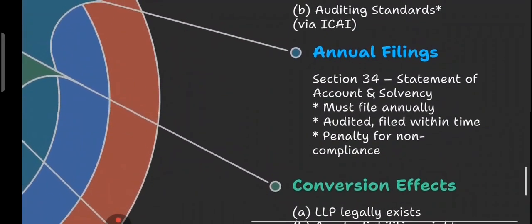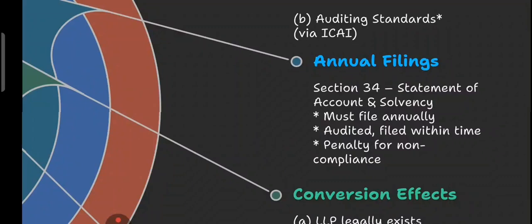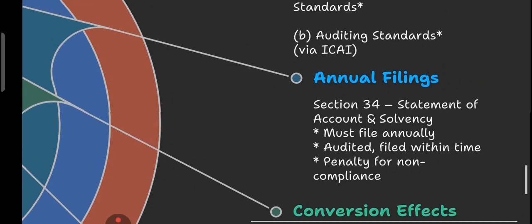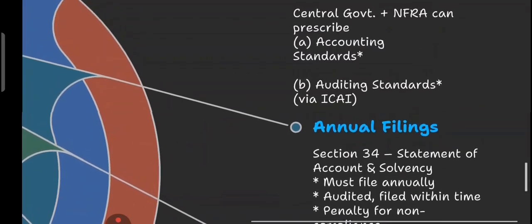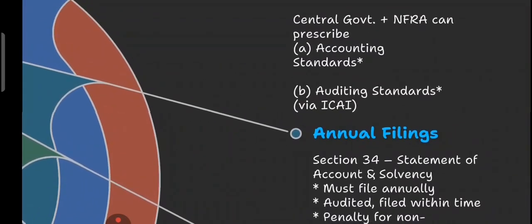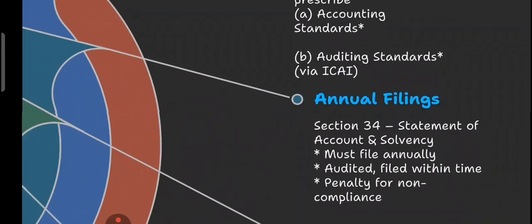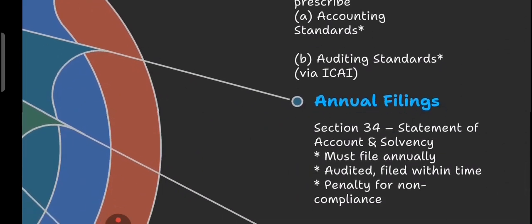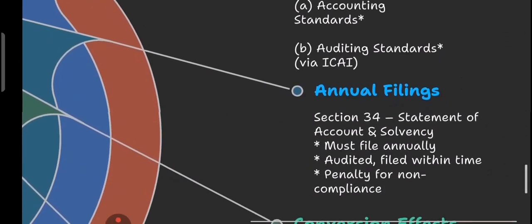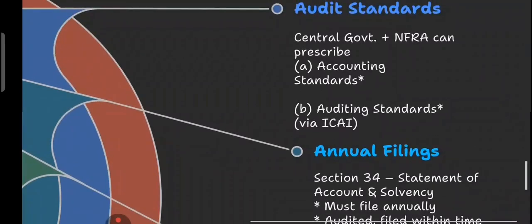Now annual filing, section number 34. An LLP must file a statement of account and solvency every year. It must be filed within time or there will be a penalty. That is called annual filing and penalty. It must be filed by the LLP within time. Very, very important time period. Within time, or there will be a penalty.